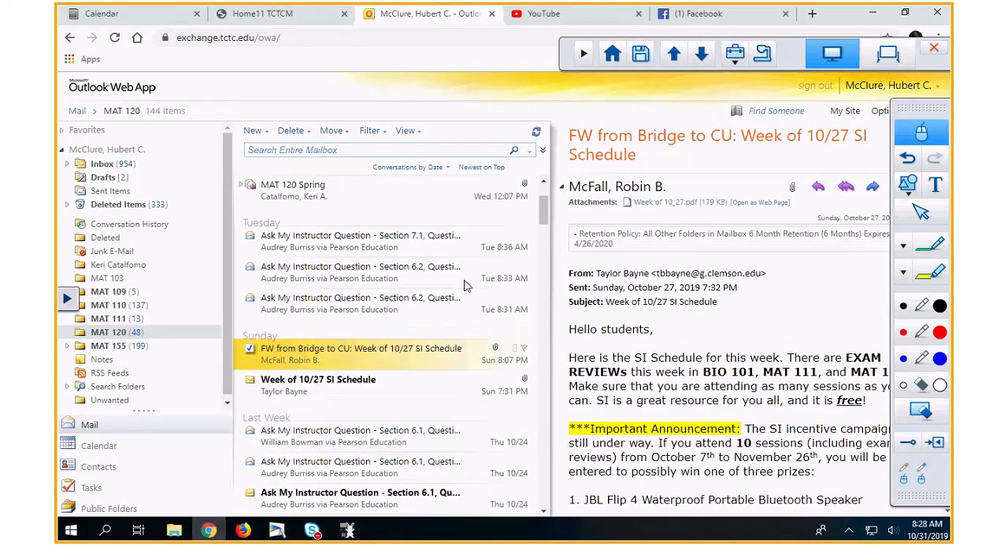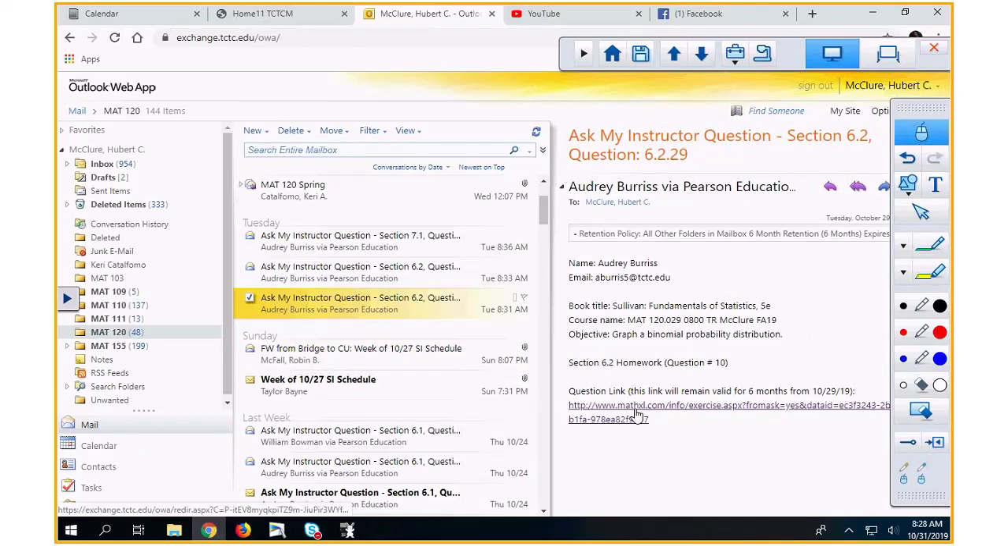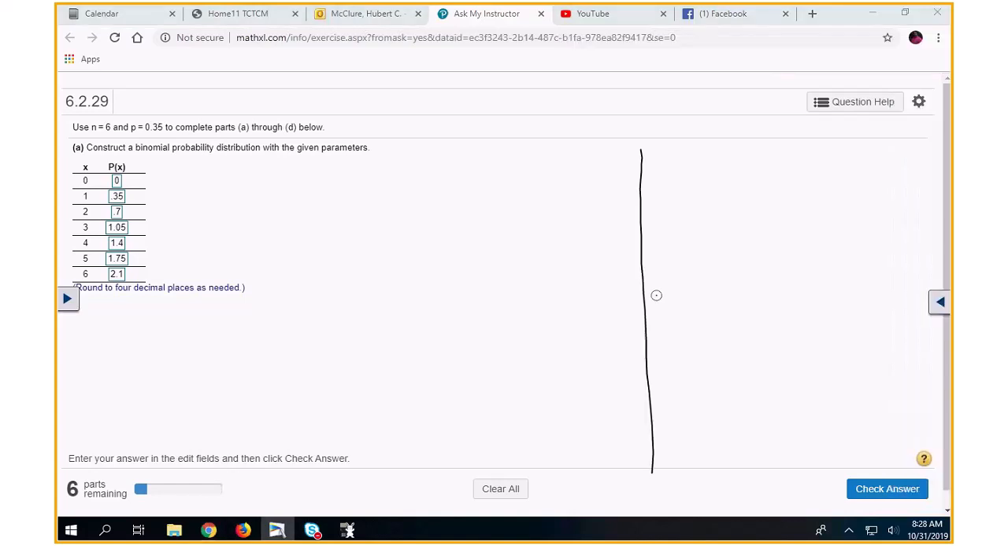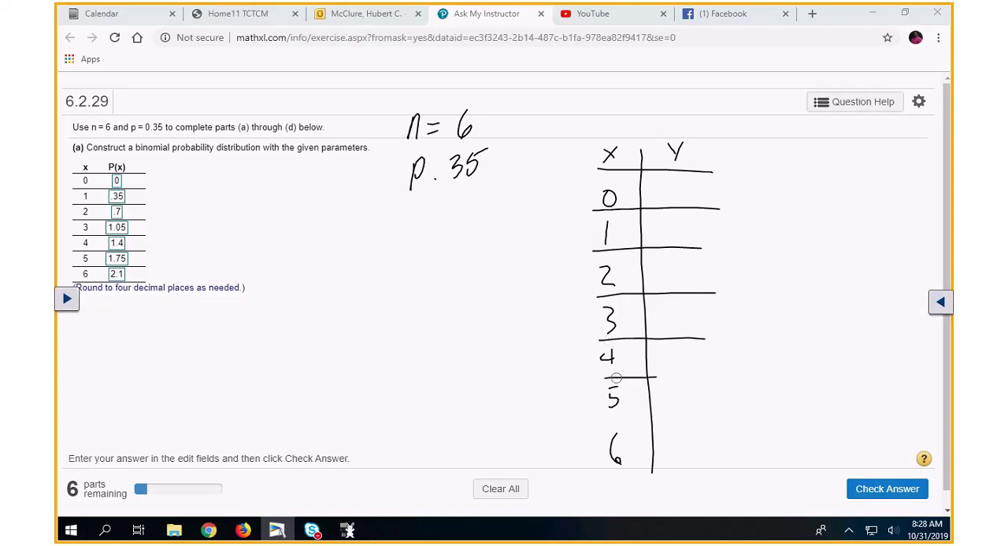So that's gone. This one is number 10. Okay, so they give you, this is nothing but a calculator drill. This is a test question. N is equal to what? 6. P is equal to 0.35. And X is equal to 0, 1, 2, 3, 4, 5, 6. So what do you do? Plug and what? Plug and chug. Calculator drill. So do it.